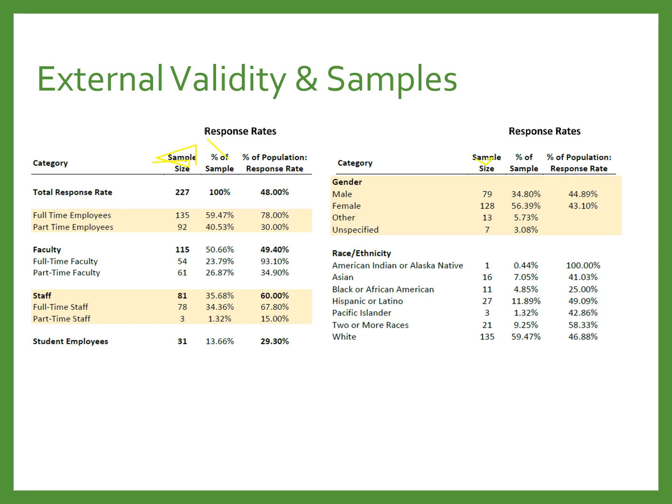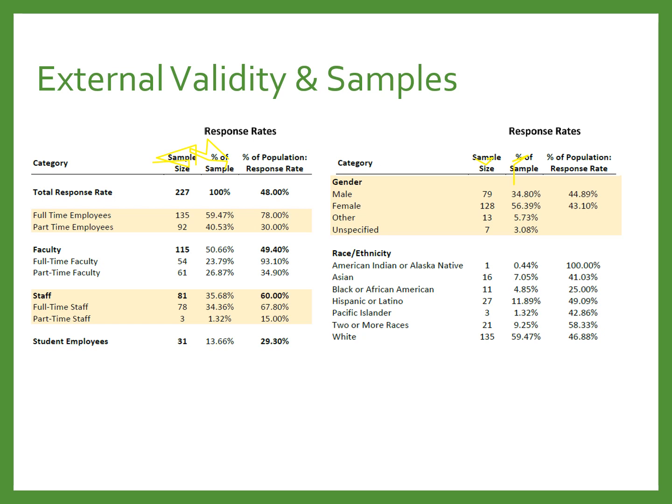Then you see the percentage of the sample, that second column here. I'm trying to highlight it, but it's not looking so good. So the percentage of the sample is the number of people in the group who took the survey divided by the sample size of 227. So that just tells you what percent of the sample had people from that group.